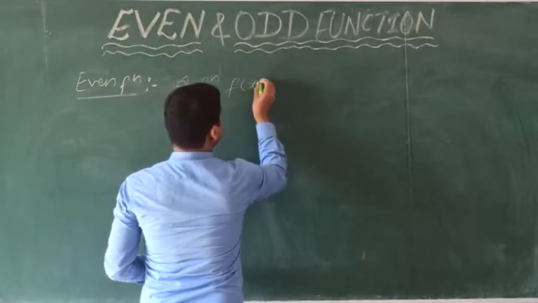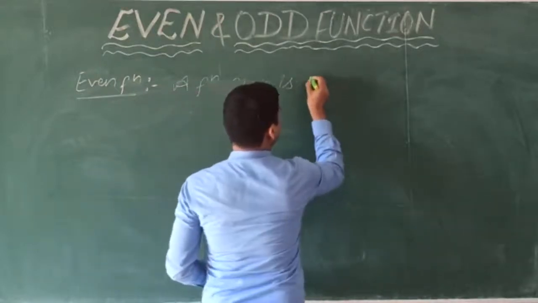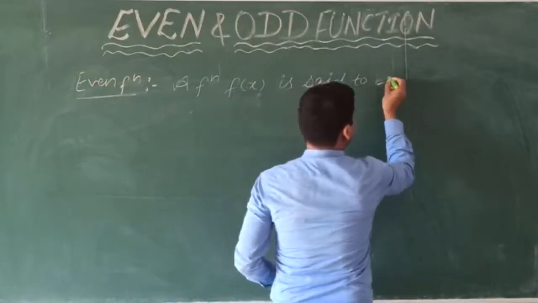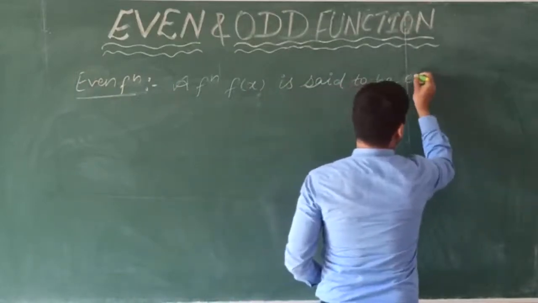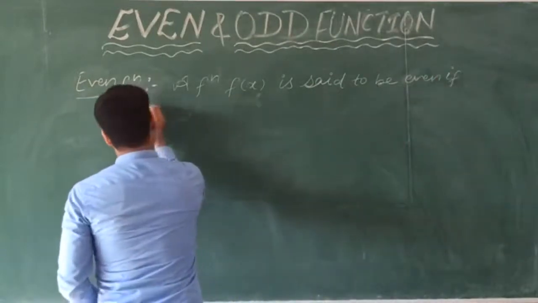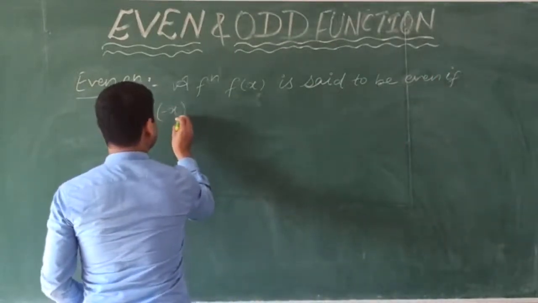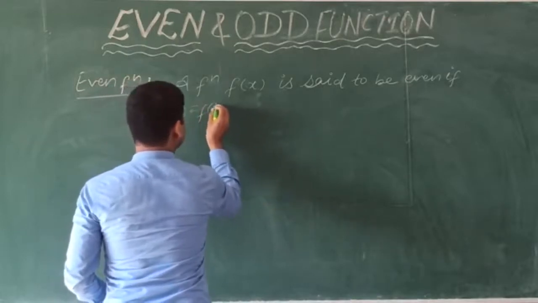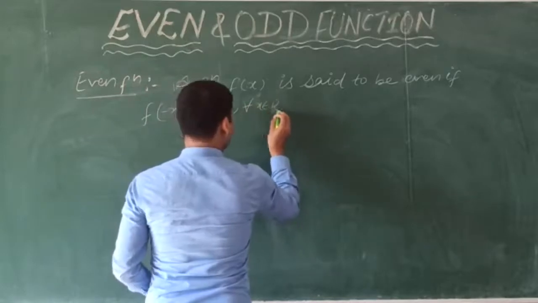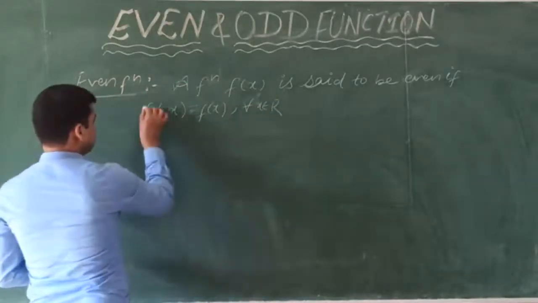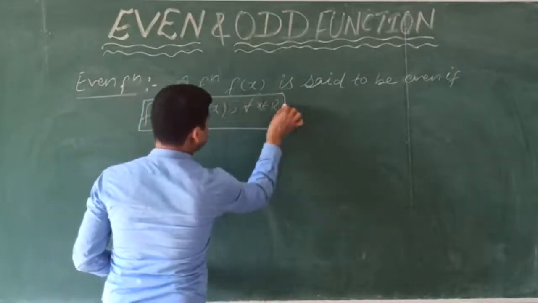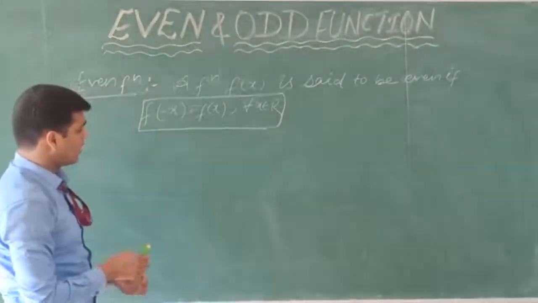A function f of x is said to be even if f of minus x equals f of x for all x belongs to R. So what is the meaning of this, f of minus x equals f of x for all x belongs to R?